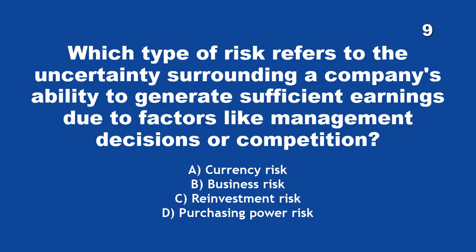Which type of risk refers to the uncertainty surrounding a company's ability to generate sufficient earnings due to factors like management decisions or competition? Option A, currency risk. Option B, business risk. Option C, reinvestment risk. Option D, purchasing power risk. The correct answer is B, business risk.